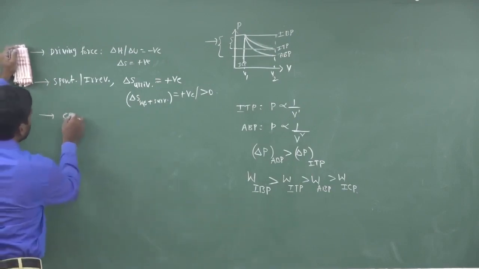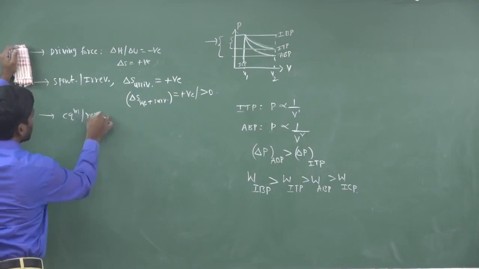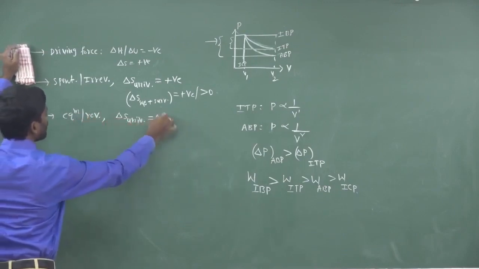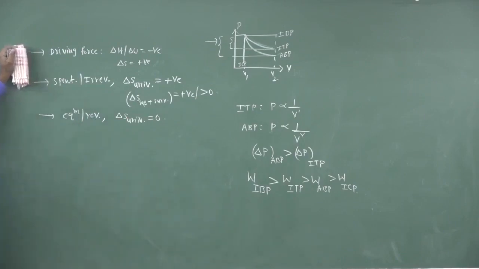And what about equilibrium and reversible process? Delta S universe is equal to 0. Delta S universe is 0 for an equilibrium or reversible process.